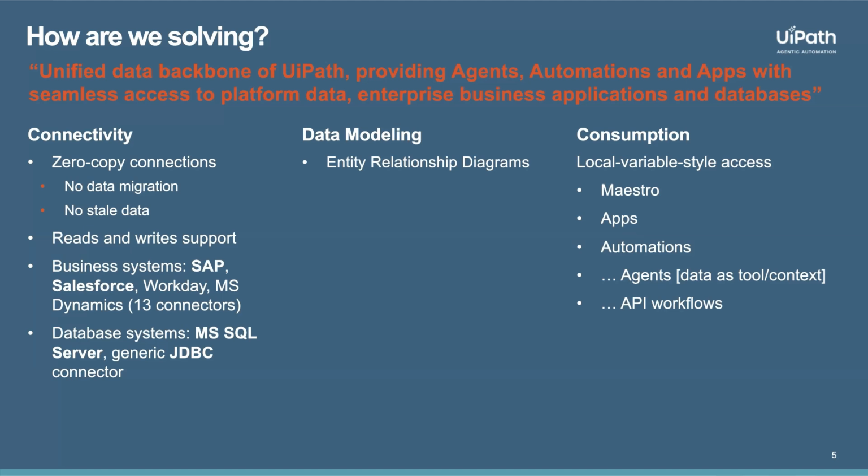On the data modeling part, you can model your data using entity relationship diagrams, or ERDs, and choose how your data is connected between various systems and use it across your automation. Once this data has been modeled, it can be consumed like a local variable inside your Maestro, apps, agents, and APIs. This can build powerful workflow automation without you worrying about how to connect or sync data. So in short, your data stays where it is in the external system, but it behaves like it's local.